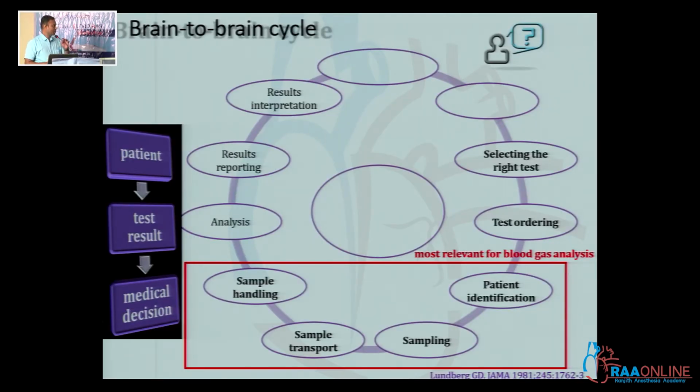So once you go and see a patient, most of the time the patient will be critically ill, so you think of doing an arterial sampling. You think of ordering a test for the patient. So you say, okay, get an ABG done.